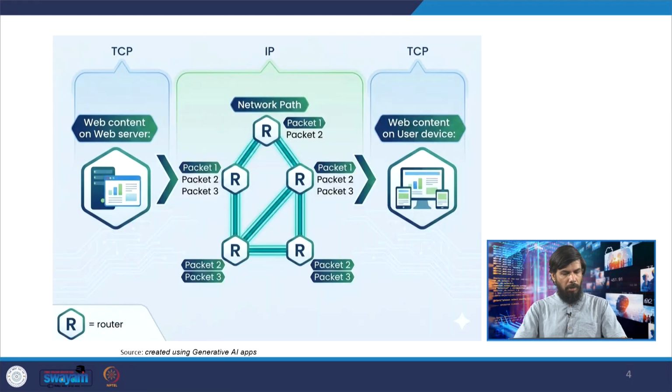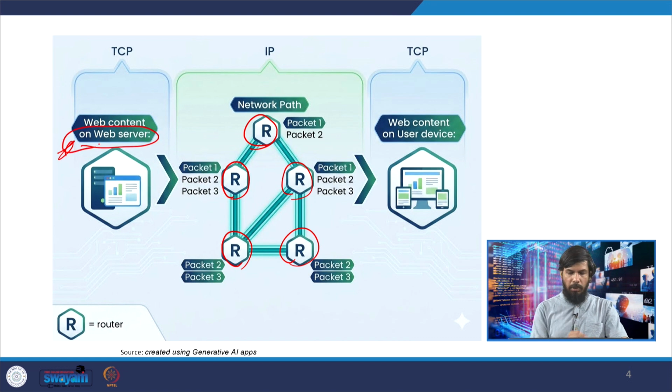So, here we have a diagram which depicts the whole thing, and you can see these devices represented with a capital R, these are routers, right. And here is the web content on the web server, and you have web content on the user device. So when you are opening a browser, either on your desktop or smartphone or tablet, and typing in the URL, TCP will do the assembly and reassembly, the ordering, and all those aspects we talked about in the previous session.